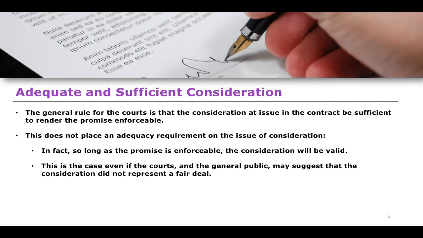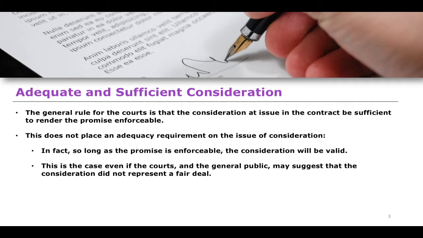And this is even the case if the courts or even the general public may suggest that the consideration did not represent a fair deal. So one of the things that should be noted is that consideration is, of course, something for something else, an exchange of promises, but those promises don't need to be equal on either side. It doesn't have to be the case that the deal is fair. We could all come to the conclusion that, in fact, it's not a fair deal at all, that this person has been swindled by the other person.